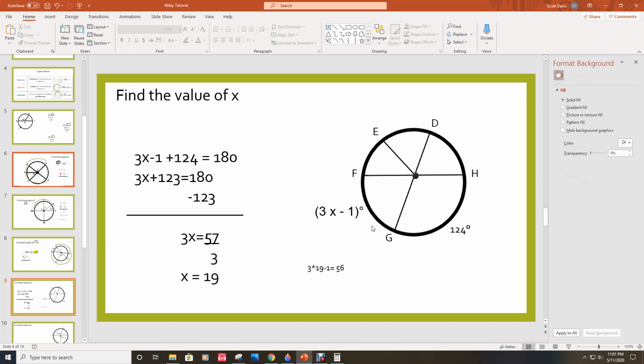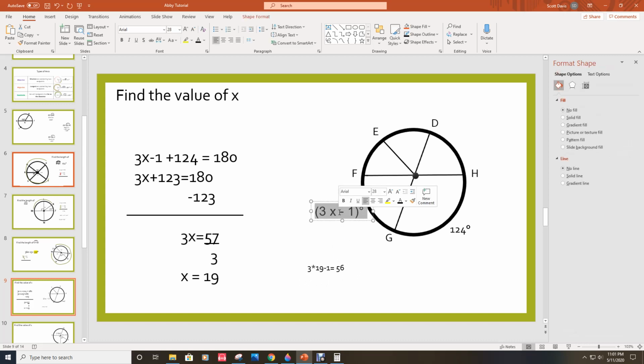Right? Let me check my notes. What did I do differently? I have something different. 57 divided by 3. X equals 19. No, okay, I'm good. I guess I just didn't check my work. Alright, so that's going to be 56 degrees right here, because we plugged in what we had for x. So let's just go and change it. Let's just get rid of it.